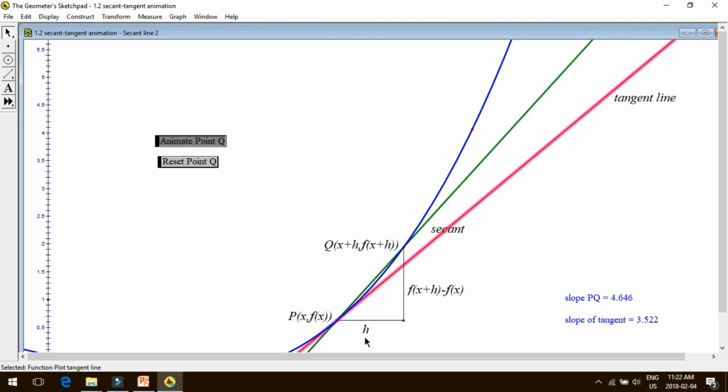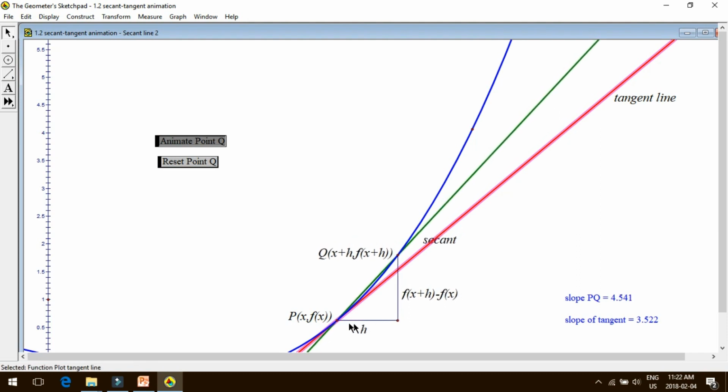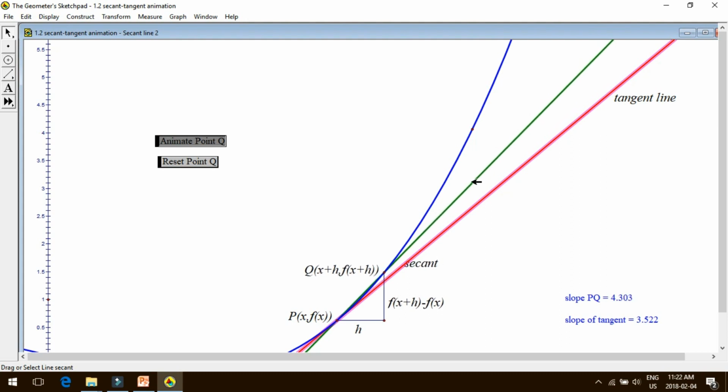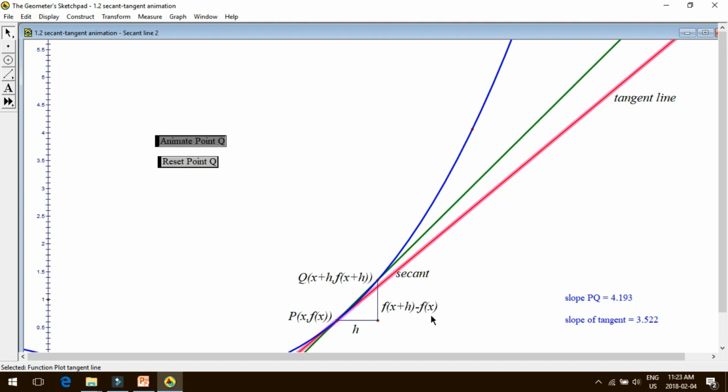As h gets smaller and smaller, approaching zero, in fact, once it actually touches zero, then the slope of this secant line will actually be the slope of the tangent. And this is going to be our approach.